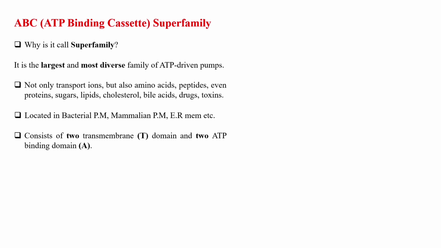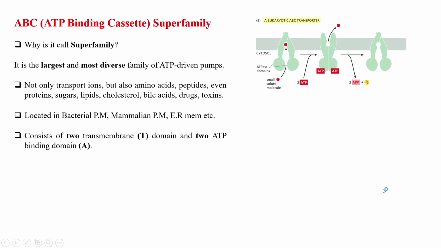Now all the ABC transporters, whether present in prokaryotes or eukaryotes, consist of two transmembrane domains, which we call T domains, and two ATP binding domains, or A domains. As you can see, this is an example of a eukaryotic ABC transporter.